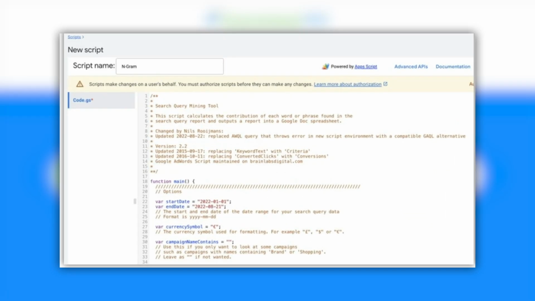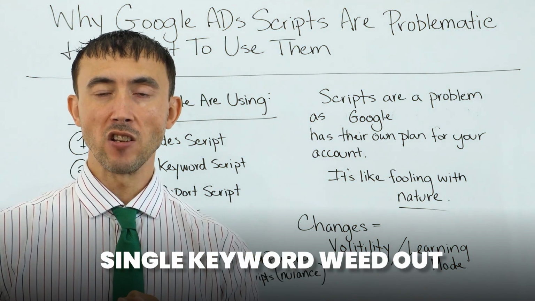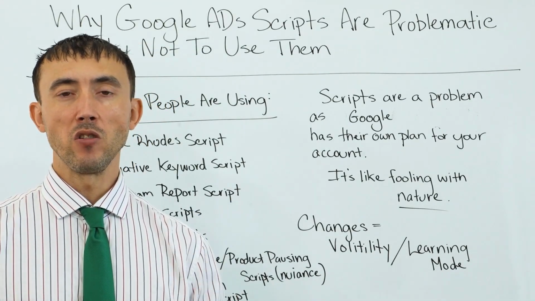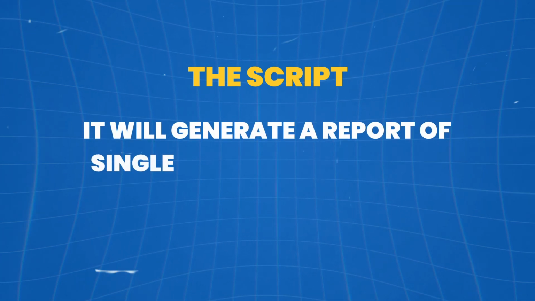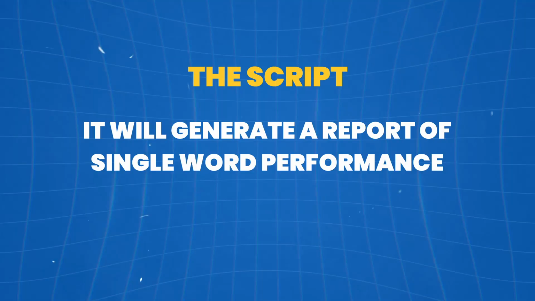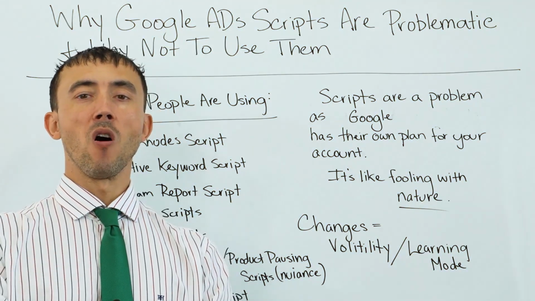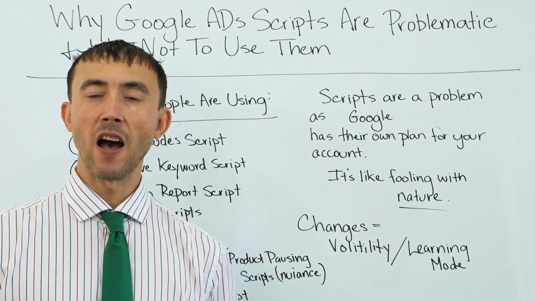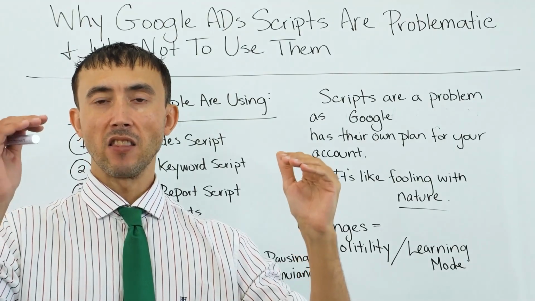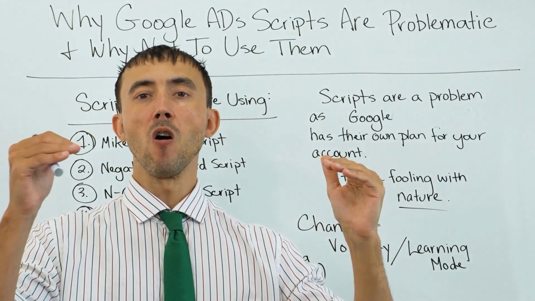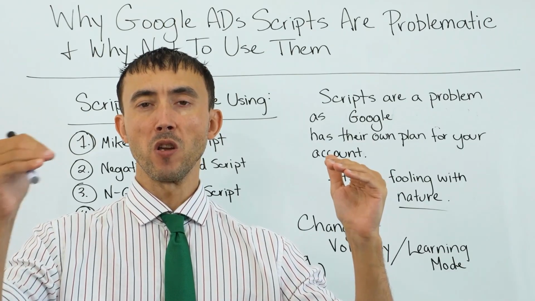So what this does is similar to the strategy that I talked about on this channel before. The single keyword weed out strategy is what I've phrased it. But what you do is the script will generate a report of single word performance from your campaign. So it'll pull all your search term data and, let's say, it'll show search terms that had the word best in it. It got this level of performance overall between all the search phrases in your search terms report cumulatively.